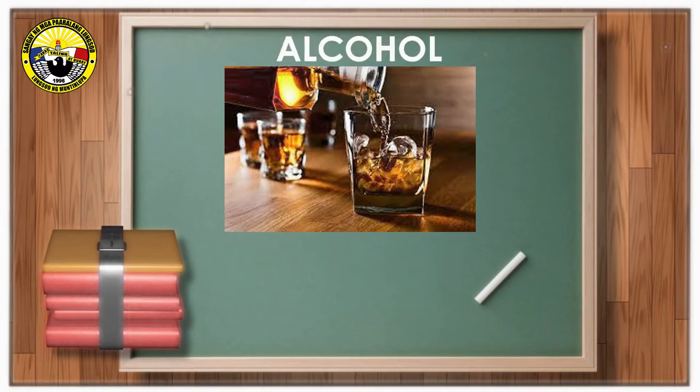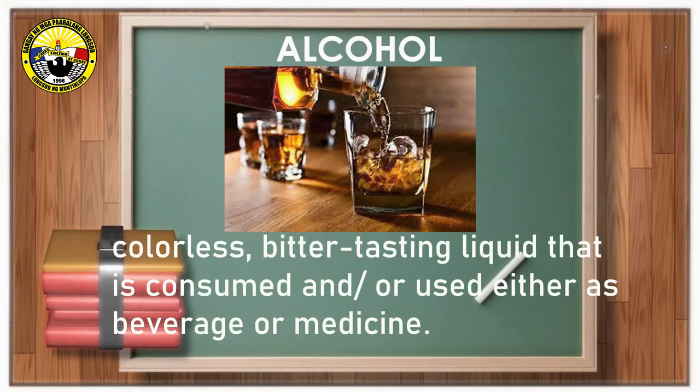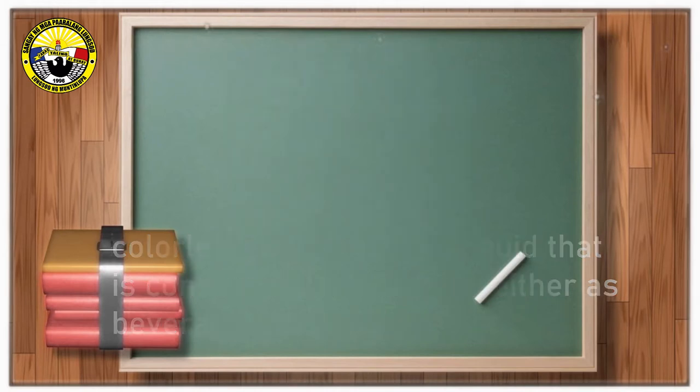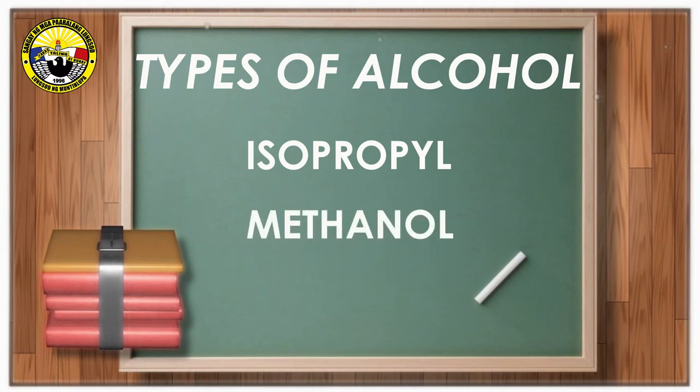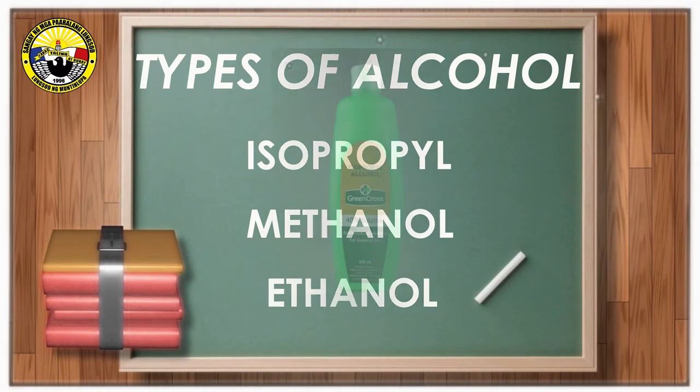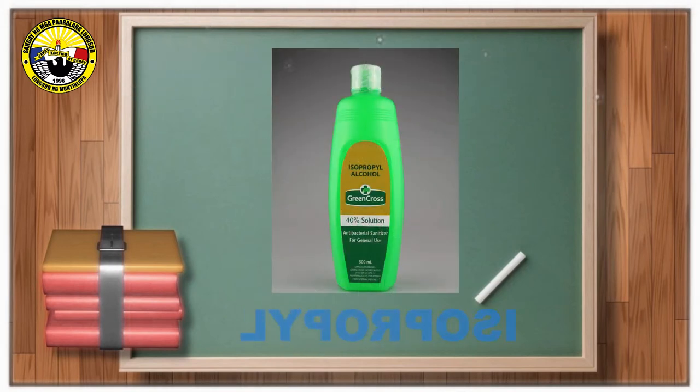Alcohol. What is alcohol? Alcohol is a colorless, bitter-tasting liquid that is consumed and or used either as beverage or medicine. There are three types of alcohol: isopropyl, methanol, and ethanol. One is isopropyl. It is a colorless, flammable chemical compound with a strong odor.